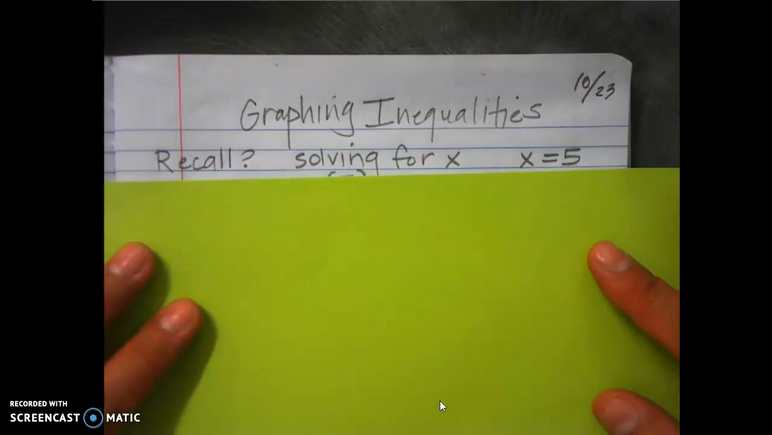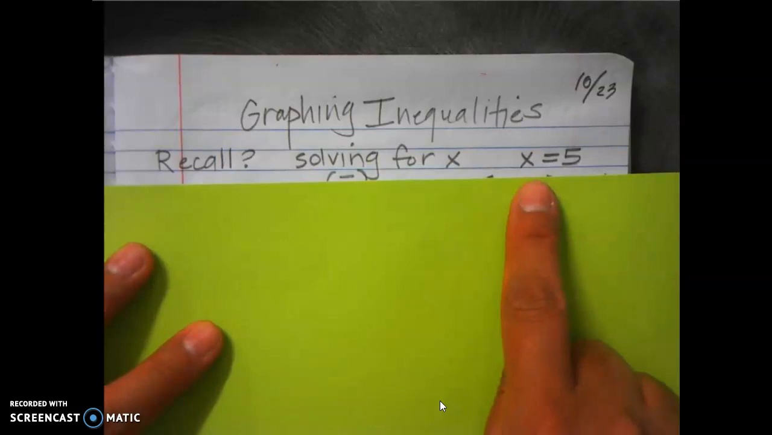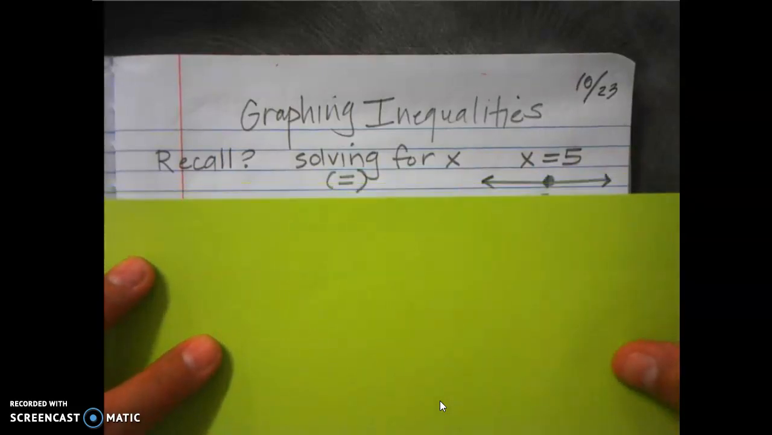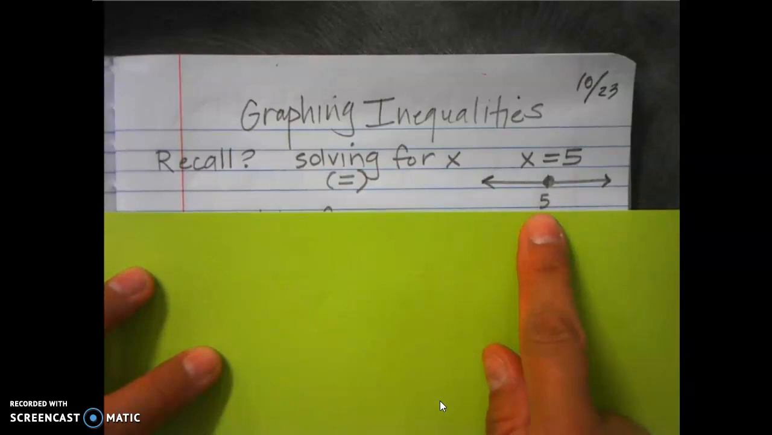So the first thing that we recalled was solving for x. Remember, those were the equations where we were solving for whatever variable was in the problem, and our final answer would look like something like this, where x was equal to 5. So on a number line, we would have a point on whatever number was our answer, our solution, right? And that was it. Okay.